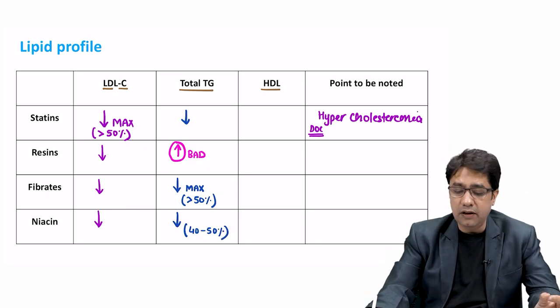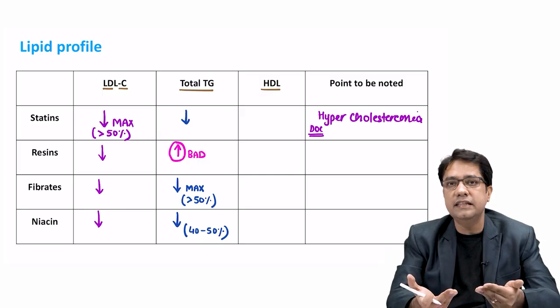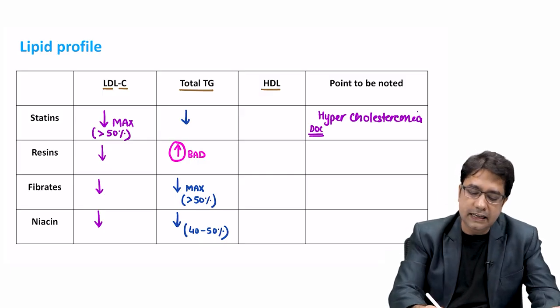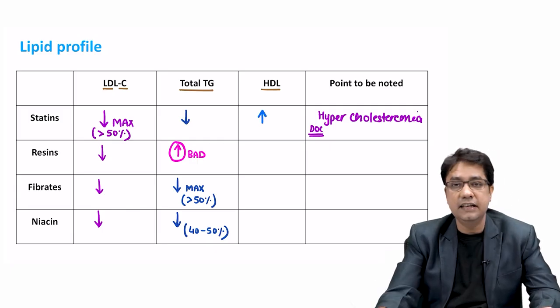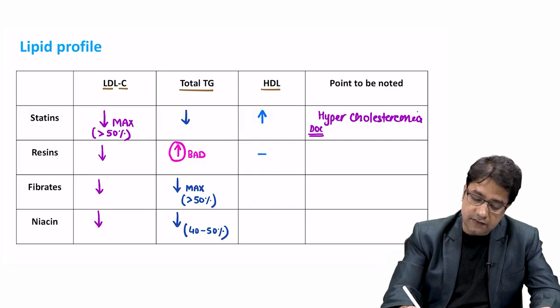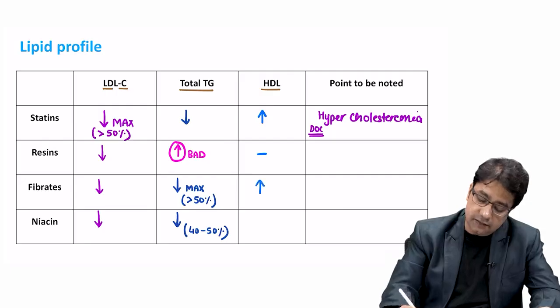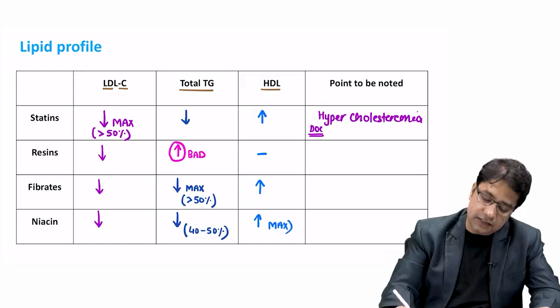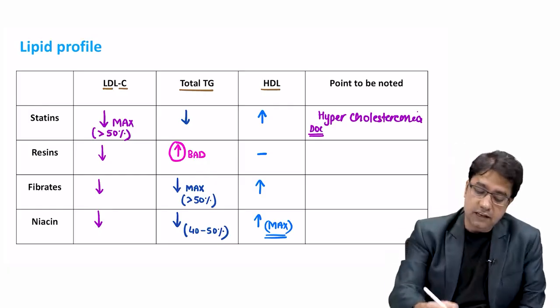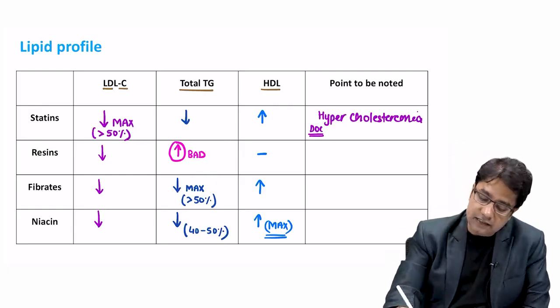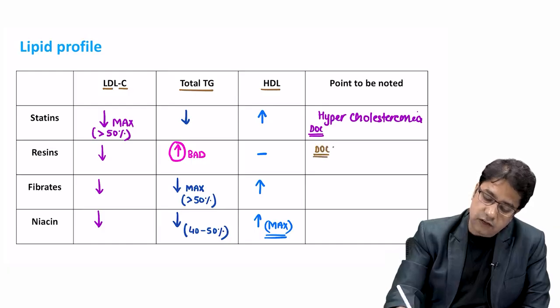Okay. What about HDL? Remember, we have to increase HDL. HDL is a good lipid. High density lipoprotein is a good lipid. Statins can increase HDL level. Resins have no effect on HDL level. Fibrates also increase HDL. But maximum increase in HDL level is by niacin. So what is the use of resins now? Resins are the drug of choice in only one situation, pregnancy.